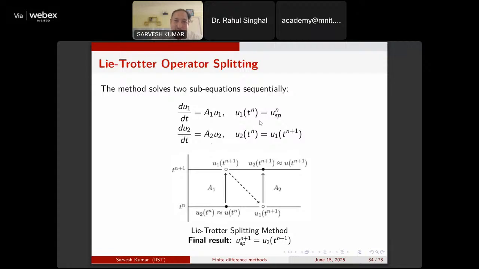So here, if you are solving this, it should be with the initial condition u1 at tn, which stands for some initial guess. Here it is nothing but splitting. Okay, sp is splitting. Similarly this. Let us understand how we are working with this.